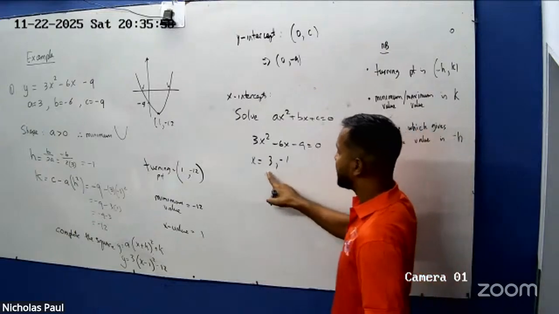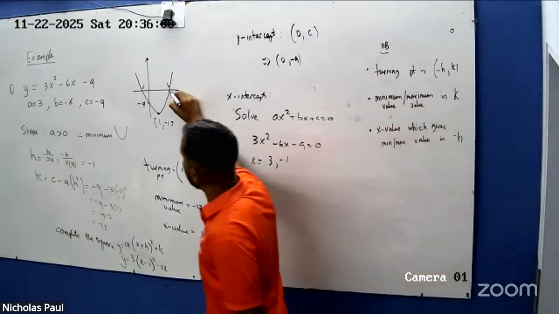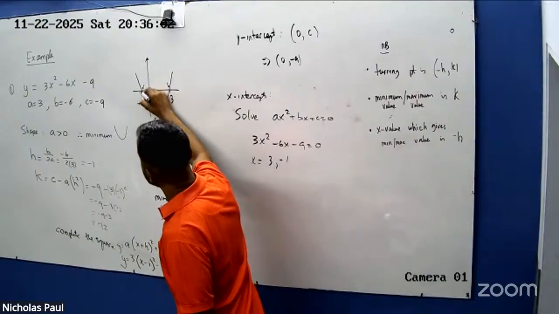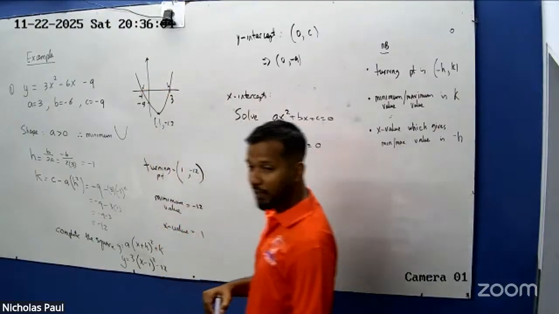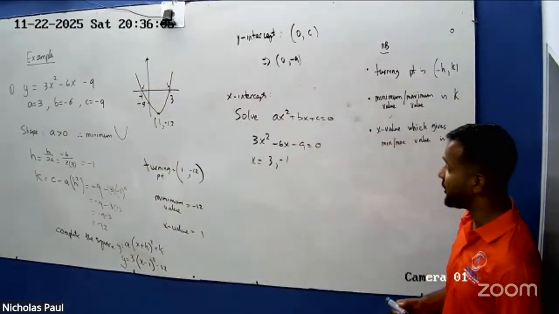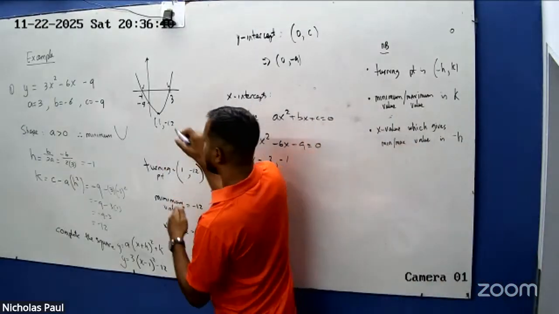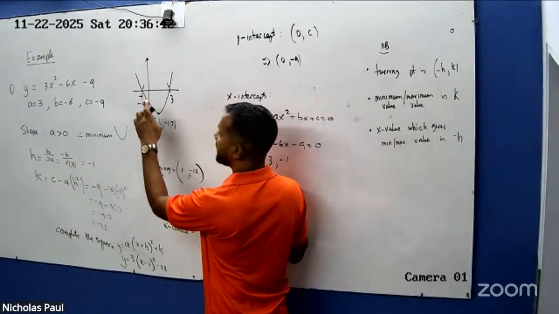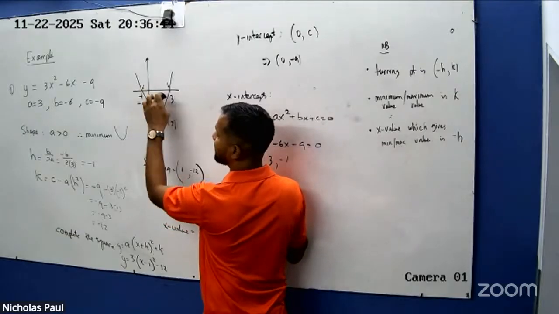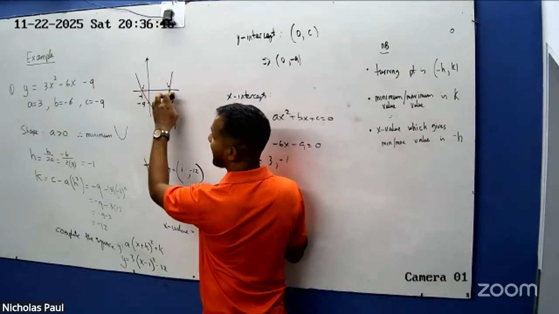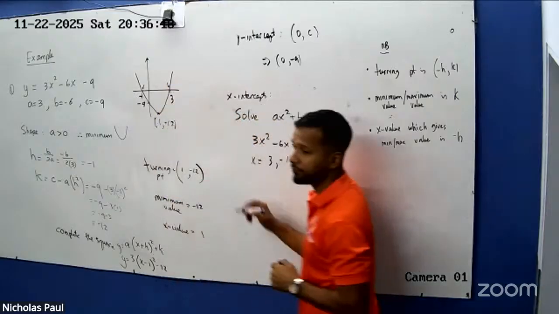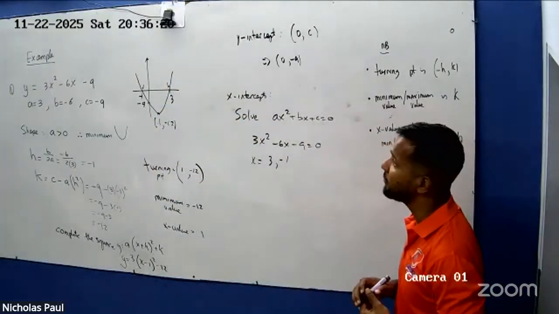So yes, we know the x-intercepts. I know that this value is 3 and this value is minus 1. And you're done. That's your sketch there. This is your sketch: turning point, cuts the x, cuts the y, cuts the x, and the shape. Any questions online?